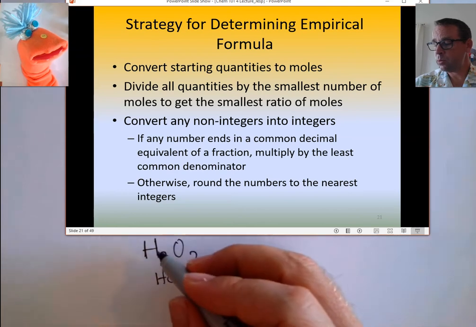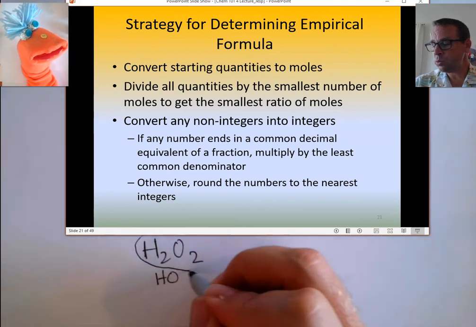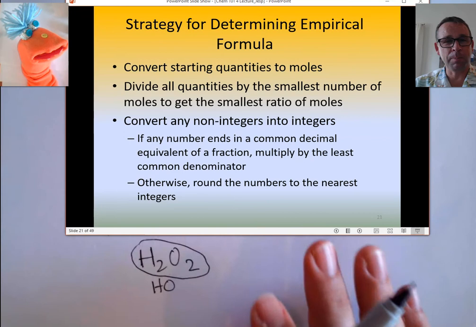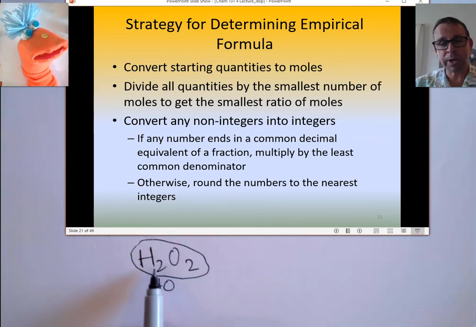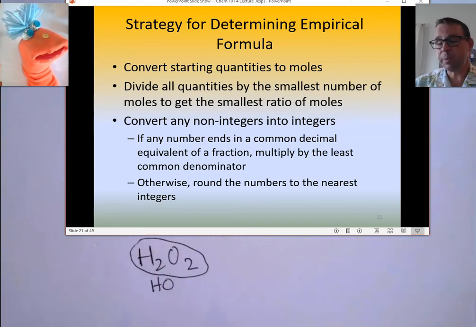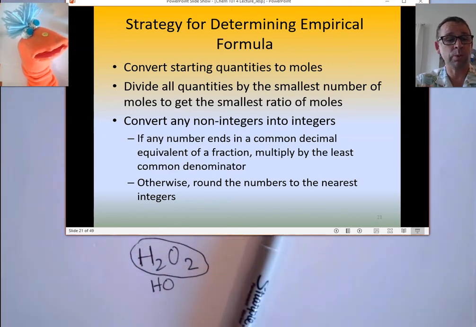So H2O2, the ratio of moles of hydrogen to moles of oxygen, 2 moles of hydrogen for every 2 moles of oxygen, right? Therefore, the empirical formula will have that same ratio. So as soon as we know moles of both of those, then we can use that information to calculate the empirical formula.